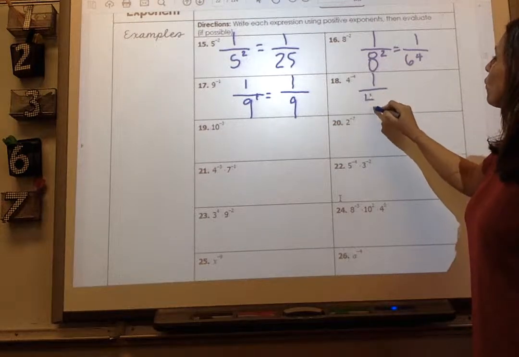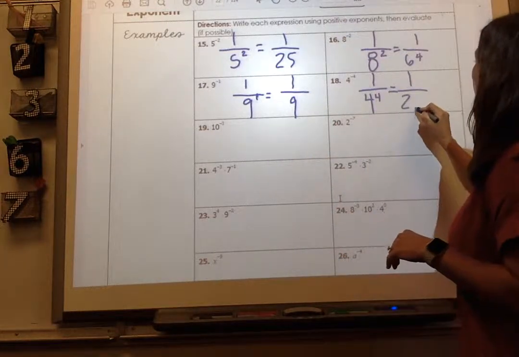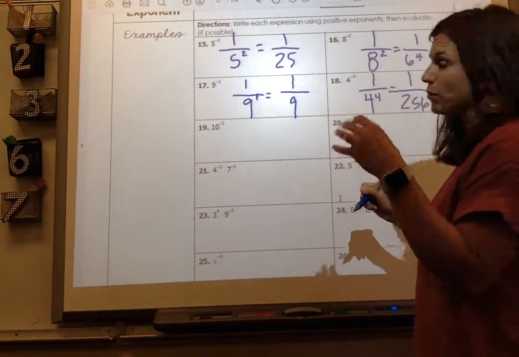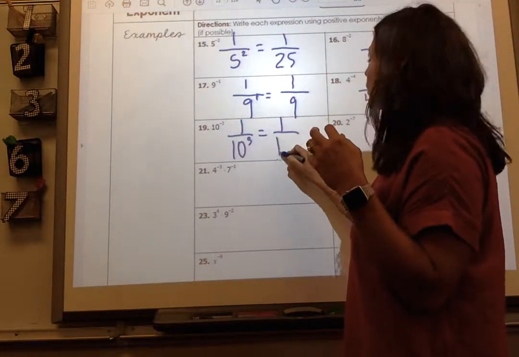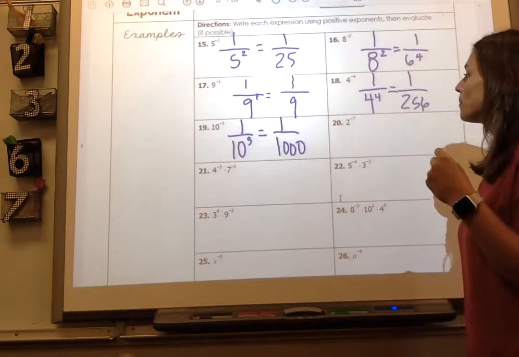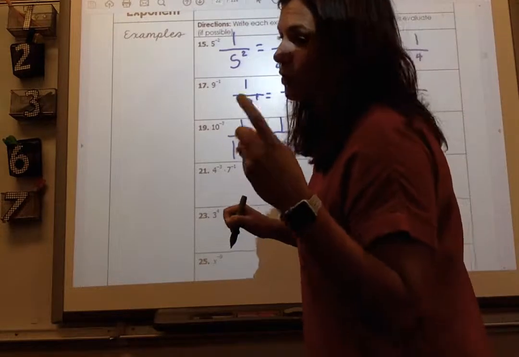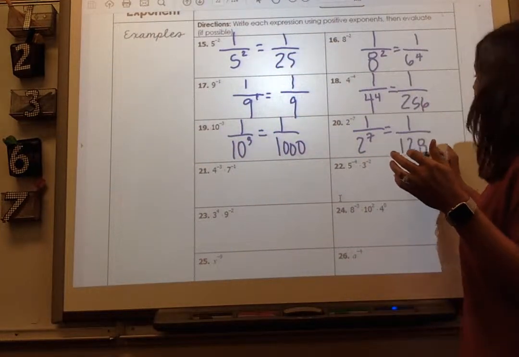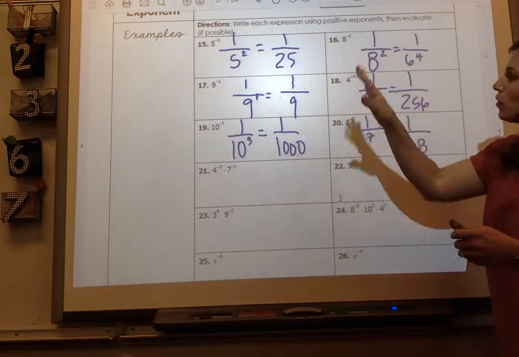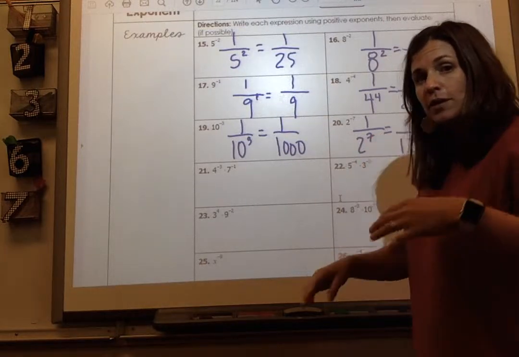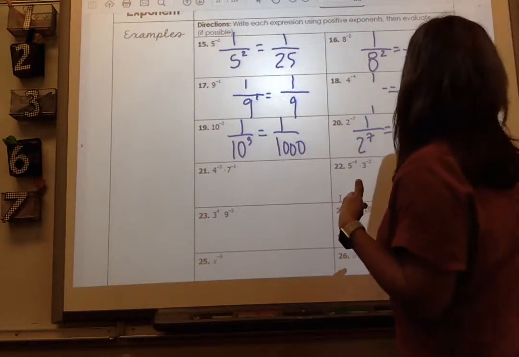Here I have 1 over 4 to the 4th power, which is, I'm cheating, and it's going to be 1 over 256. 4 times 4 times 4 times 4. 1 over 10 to the 3rd, which is 1 over 1 and 3 zeros. 1 over 2 to the 7th, and that's equal to 1 over 2 times 2 times 2 times 2 times 2 times 2 times 2, and I get 1 over 128. So hopefully those are pretty easy, and you can see that pattern that you're flipping your reciprocal and changing your exponent.